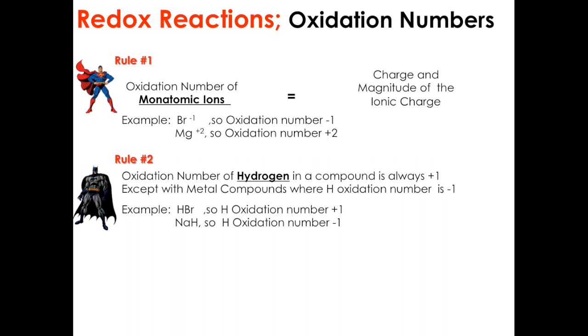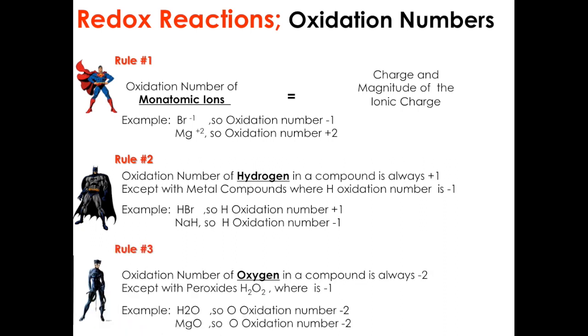Rule number 2. The oxidation number of hydrogen in a compound is always +1, except with metal compounds where the hydrogen oxidation number is -1. So, if we have hydrobromic acid, the hydrogen oxidation number will be +1. But if we have sodium hydride, hydrogen will get the oxidation number of -1. Rule number 3. The oxidation number of oxygen in a compound is always negative 2, except with peroxides, where we have H2O2, where it's negative 1.